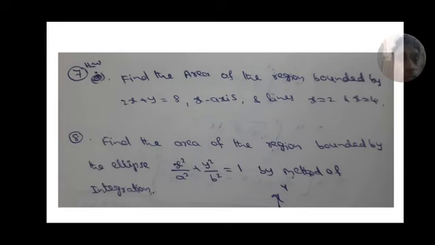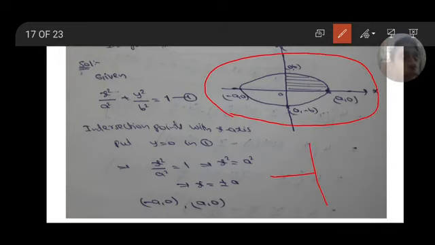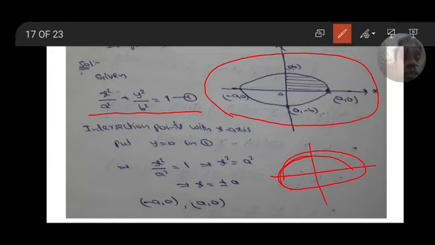Okay. Next problem, find the area of the region bounded by the ellipse x square by a square plus y square by b square equal to 1 by the method of integration. These two problems are important. The sixth problem, area of the circle or area of the ellipse. If you see the ellipse diagram, it looks like this. Not a circle, but an ellipse area. So given x square by a square plus y square by b square equal to 1 is the equation.